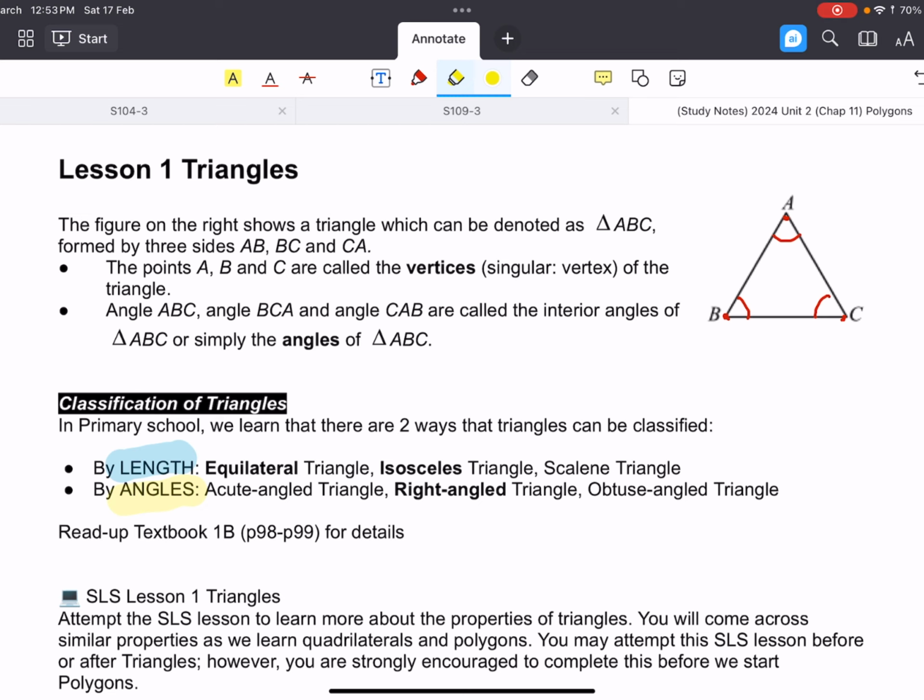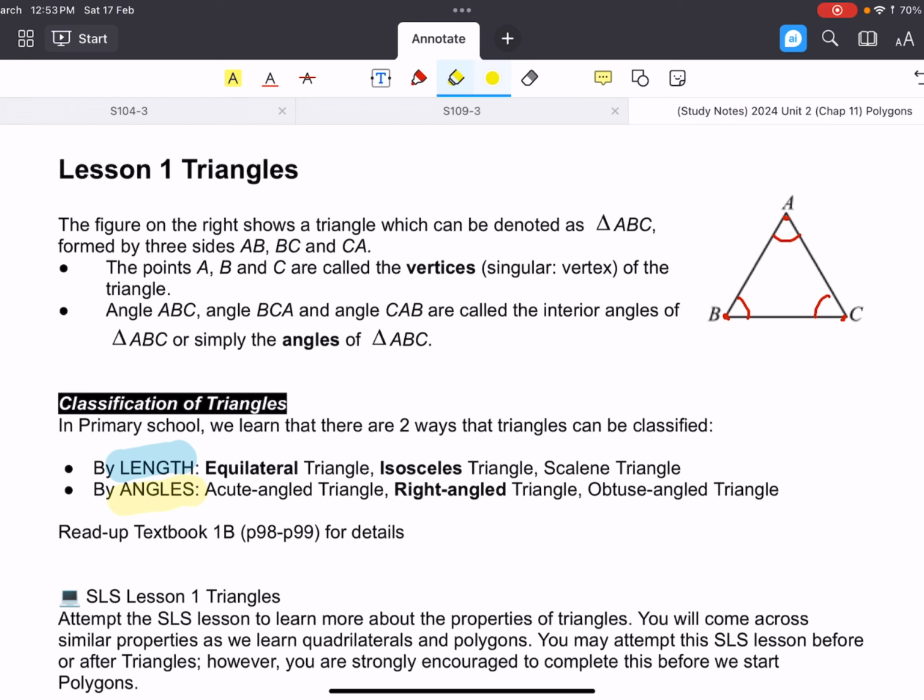When we classify by length, there are a few things to take note. If all three lengths are equal, we call it an equilateral triangle. If two out of the three are the same, we call it an isosceles triangle. And if all three lengths are different, it is called a scalene triangle.